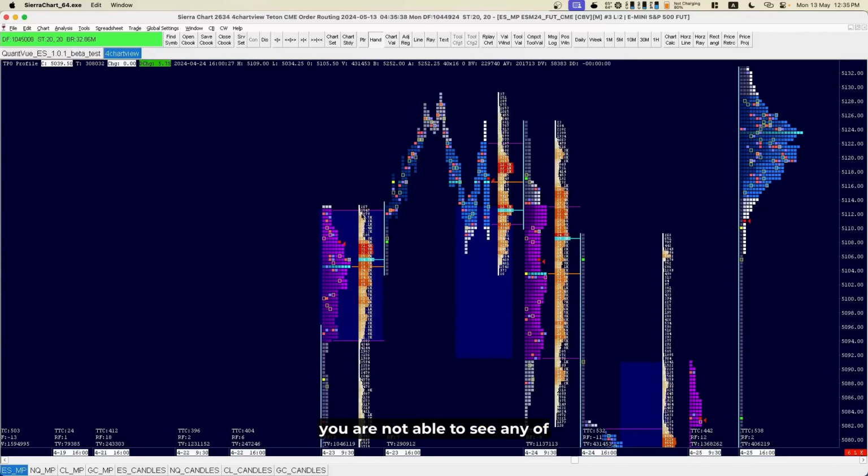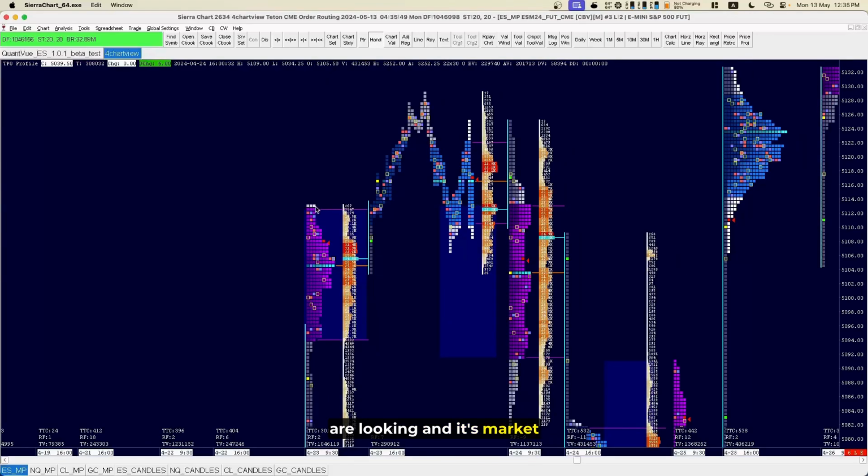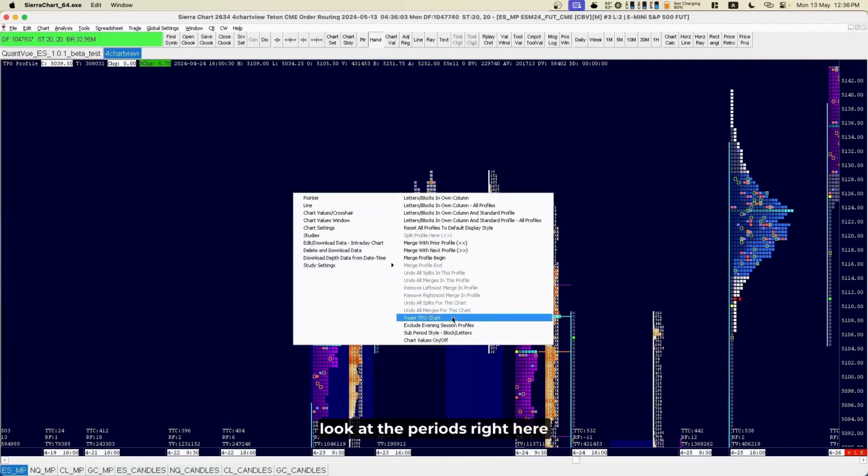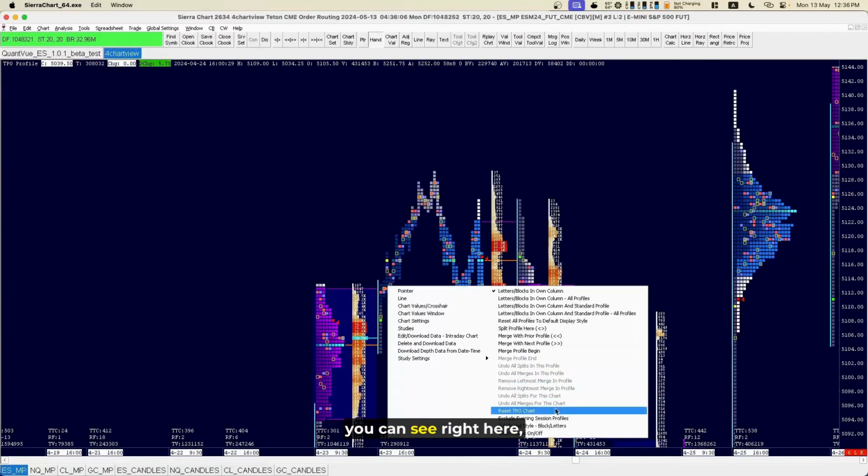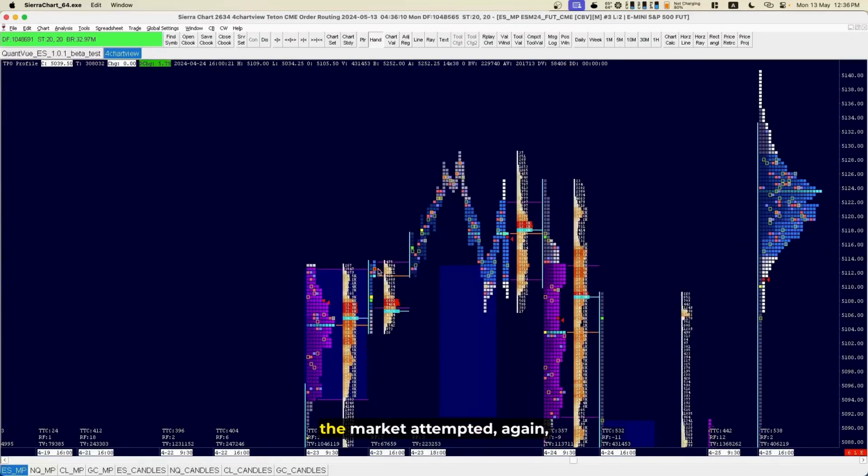On the volume profile, you are not able to see any of that. As you can see here, you simply see a low volume node. This is a market nuance that we are looking at, and it's market generated information. What happened next? The market broke above in the overnight session and at the close as well. If we look at the periods right here, if we split the market profile, you can see right here the market attempted again, it returned where value is, and then following up on the overnight session, the market broke above.